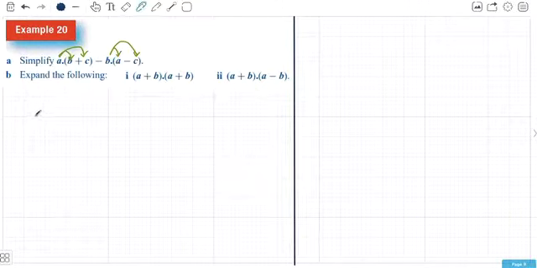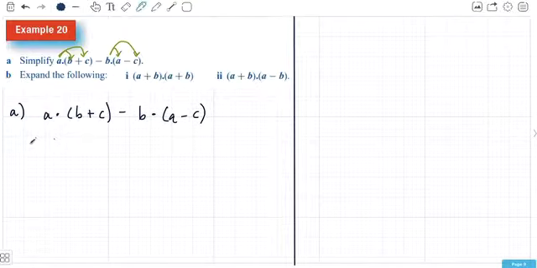So if we have a look at the first question, it says A, simplify the following: a dot (b plus c) minus b dot (a take away c). So we keep them as dot products, so this would be a dot b plus a dot c minus b dot a, and here we've got two minuses, so that will be a plus b dot c.